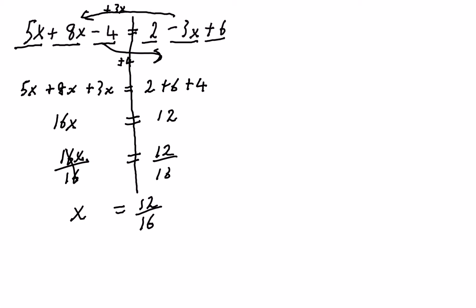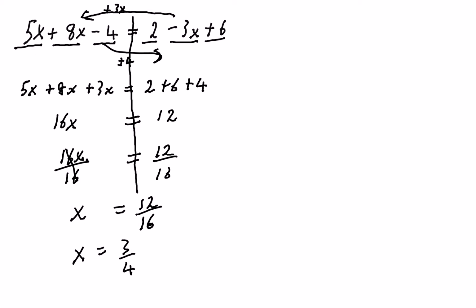But you cannot leave your answer as 12 over 16 because when you look at 12 and 16, you see that 4 is common. 4 can go into 12 and 4 can also go into 16. So if we work that out, we'll have x equals 4 goes into 12 3 times, 4 goes into 16 4 times. So we have x equals 3 over 4.